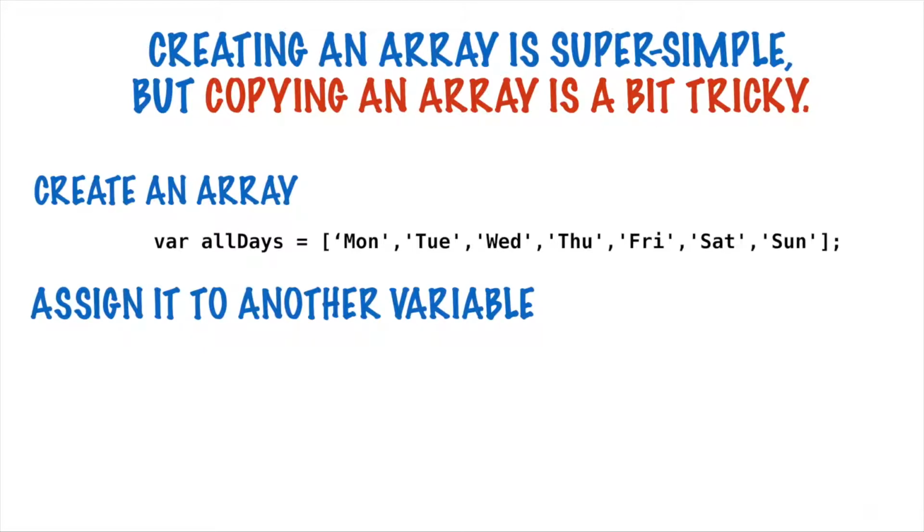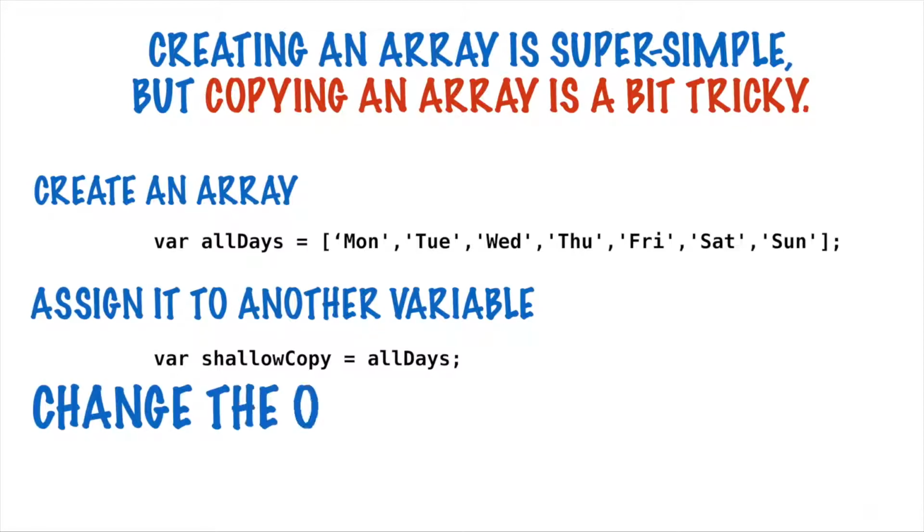Now we can take this array and assign it to a different variable. So you can take all days and assign it to a different variable, as you see on screen. So we have a new variable called shallow copy equal to all days, which assigns the value in all days to shallow copy.